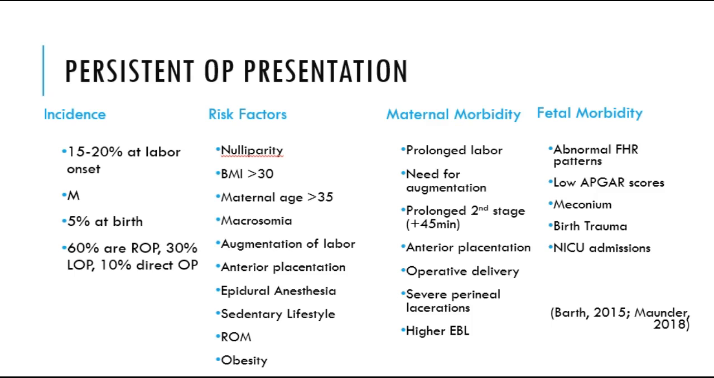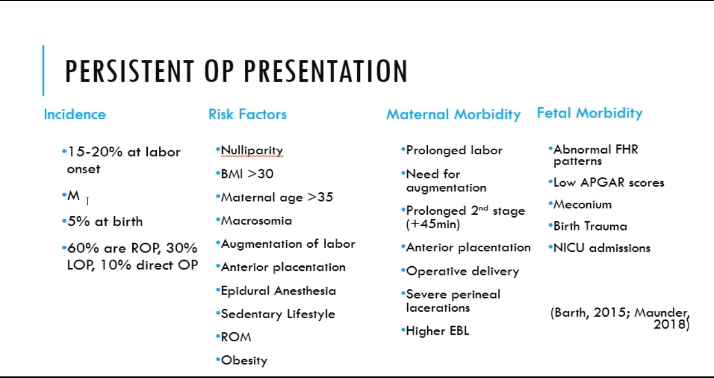So we're going to switch over into talking about persistent OP presentation. First thing to keep in mind is that most babies will turn on their own. So 15 to 20% of women will be OP at labor onset, but that's going to drop to 5% by the time you get to a birth. And that's just naturally, without us really needing to do anything.